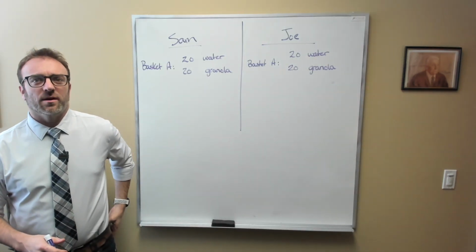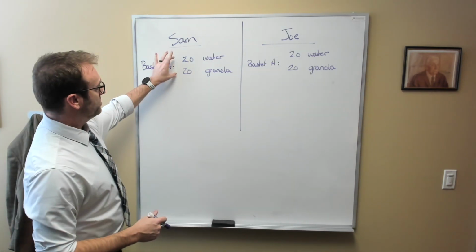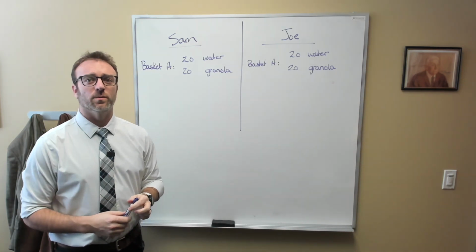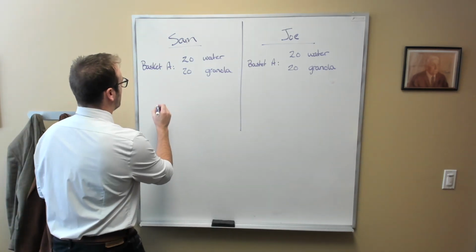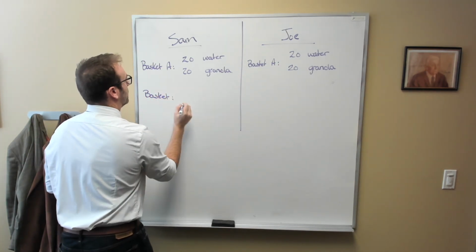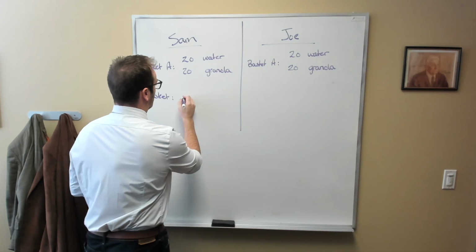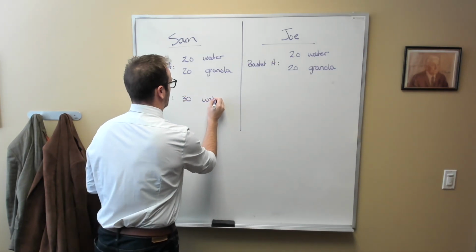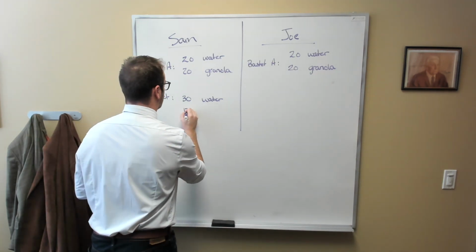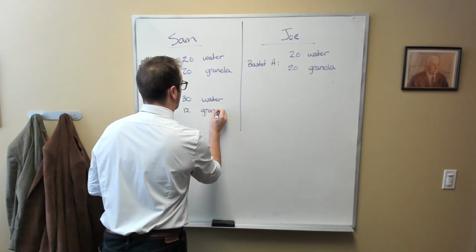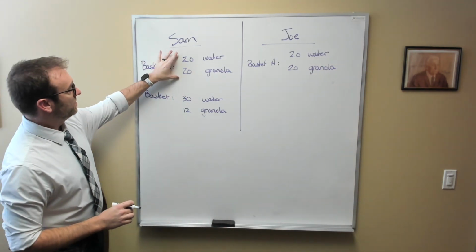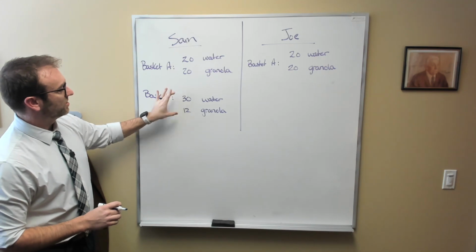Let's suppose that Sam is willing to trade from his initial basket up to 8 granola bars in order to get 10 water bottles. In other words, Sam would be indifferent between having 30 bottles of water and, what do we say, 12? Yeah, 12 granola bars. Right? Sam would be indifferent between having this basket up here or this basket down here.